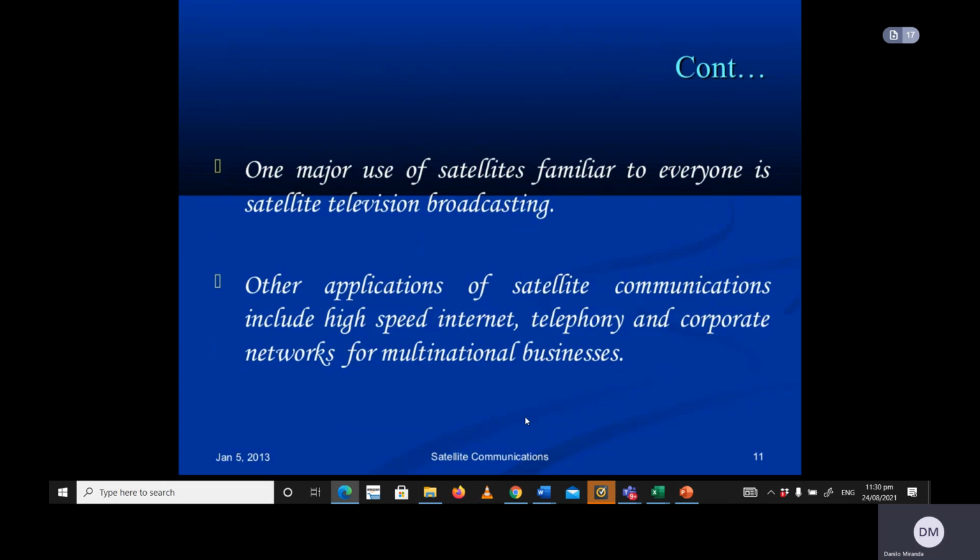One major use of satellite familiar to everyone is satellite television broadcasting. During my time, sumunod ng boxing, maghintay ka ng isang buwan para i-play sa Pilipinas. Kasi ipapadala yun sa tapes, via airplane. Dadalhin yan sa Pilipinas at doon pa na delayed telecast.